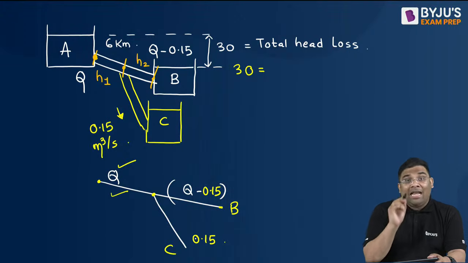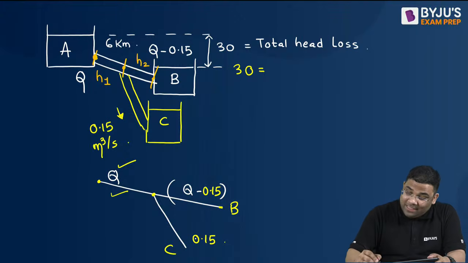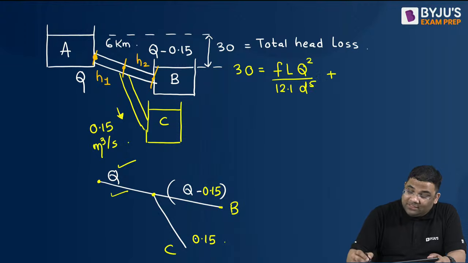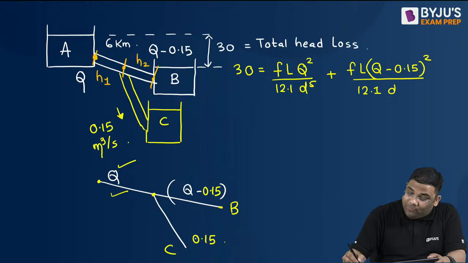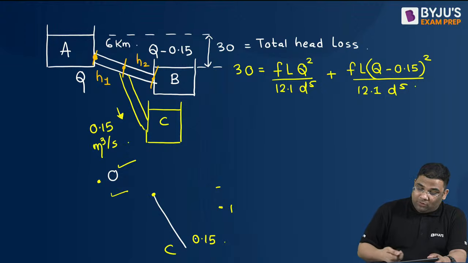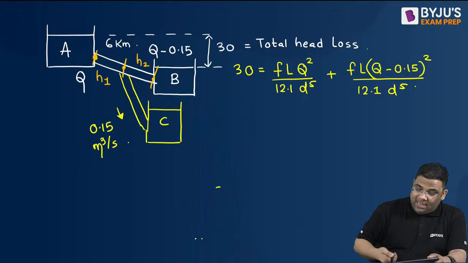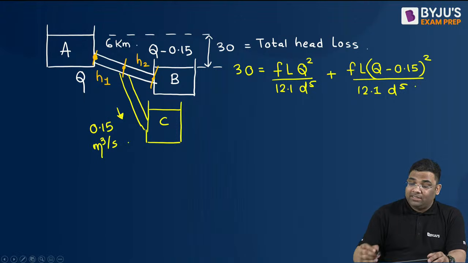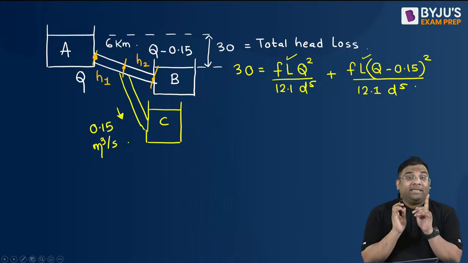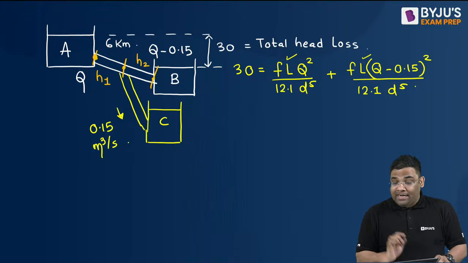What is the head loss here? I'll use the discharge equation, that is FL Q square by 12.1 d to the power 5, right? And then for the second one, I'll use FL (Q minus 0.15) whole square, divided by 12.1 d to the power 5. Now the diameter is the same throughout. And you see, it is halfway. That means this length and this length will be the same, equal to 3 kilometer, right? And F is also the same.